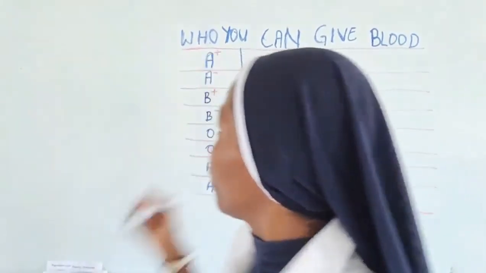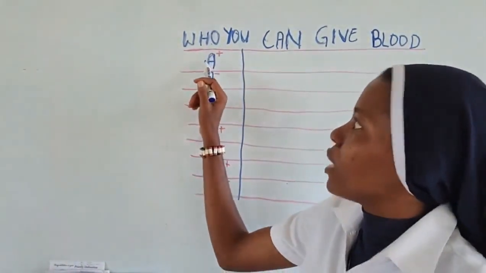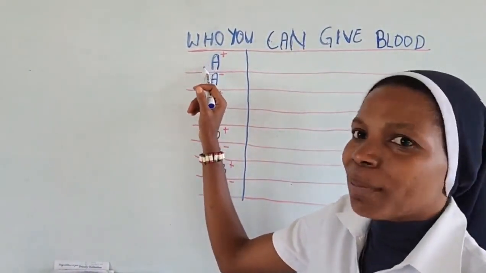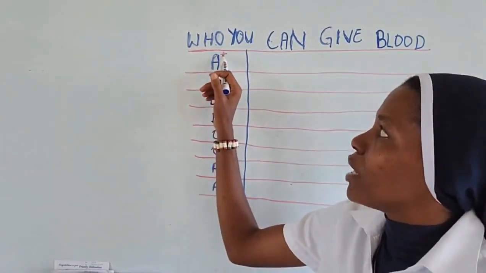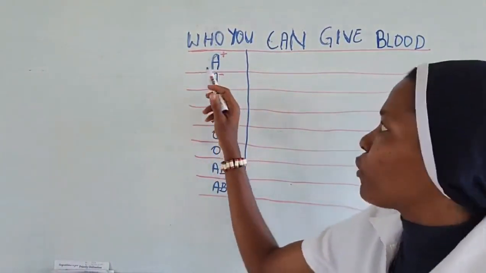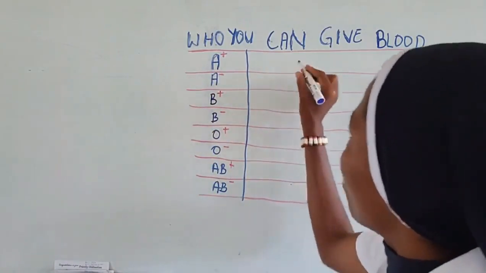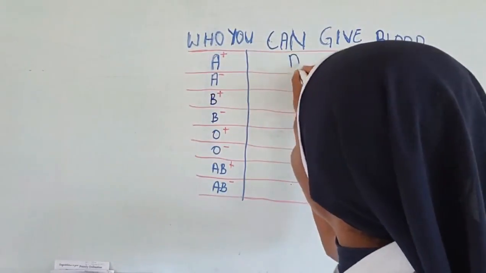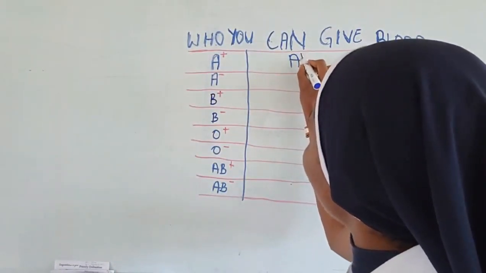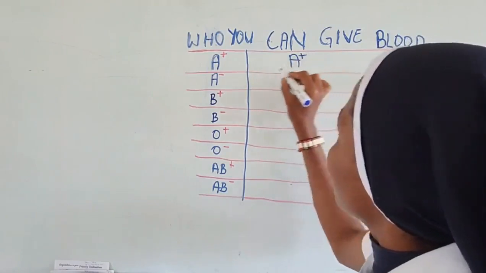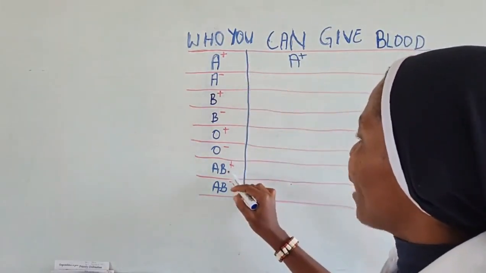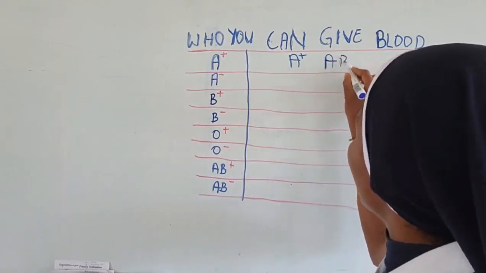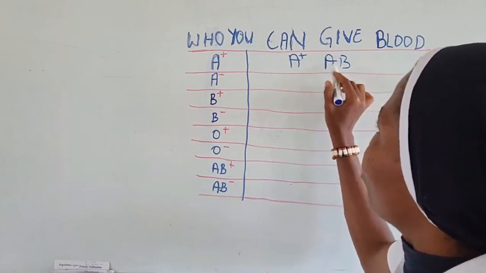Now, an individual with the blood type A positive has A antigen present in his blood type, and the individual also has a positive Rhesus factor. So this type of individual can only give blood to somebody who has his own blood type, A with a positive Rhesus factor, and the individual can also give blood to somebody who has an AB blood type. This is because AB blood type also has A antigen.